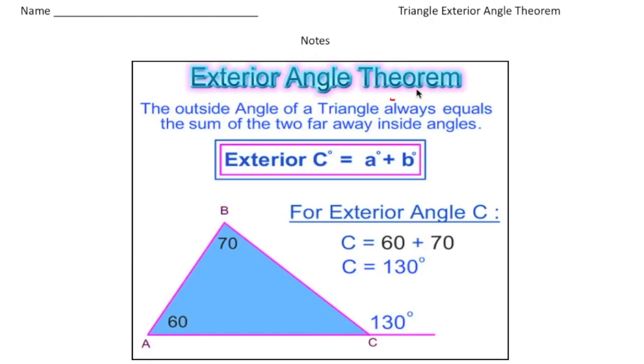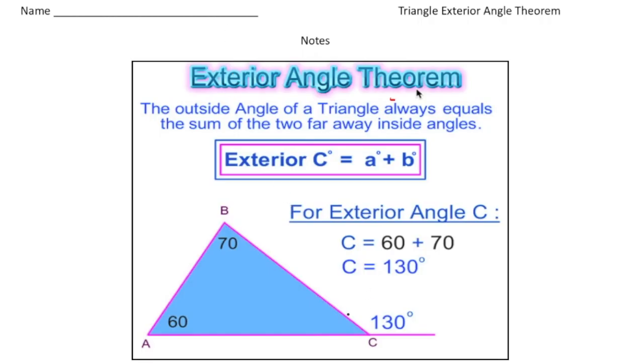This is a video about something called the Exterior Angle Theorem. Okay, and so this is another video about triangles. So what exactly is the Exterior Angle Theorem? Well, this diagram actually shows a nice example of it. What it states is the outside angle of a triangle always equals the sum of the two far away inside angles. Okay, so let me show you what I'm talking about.